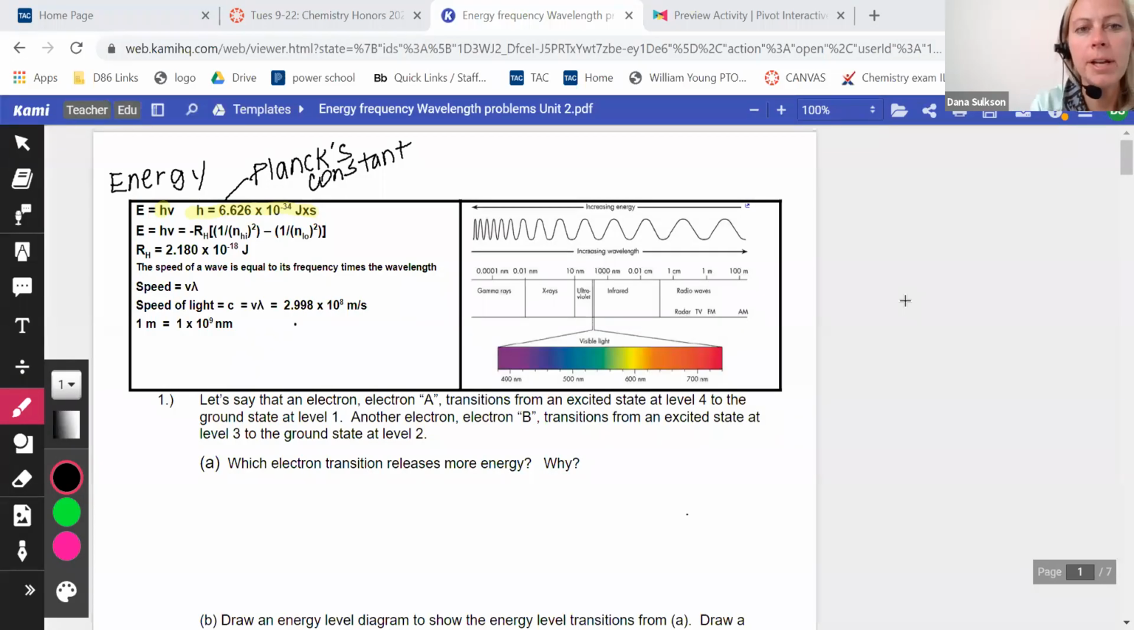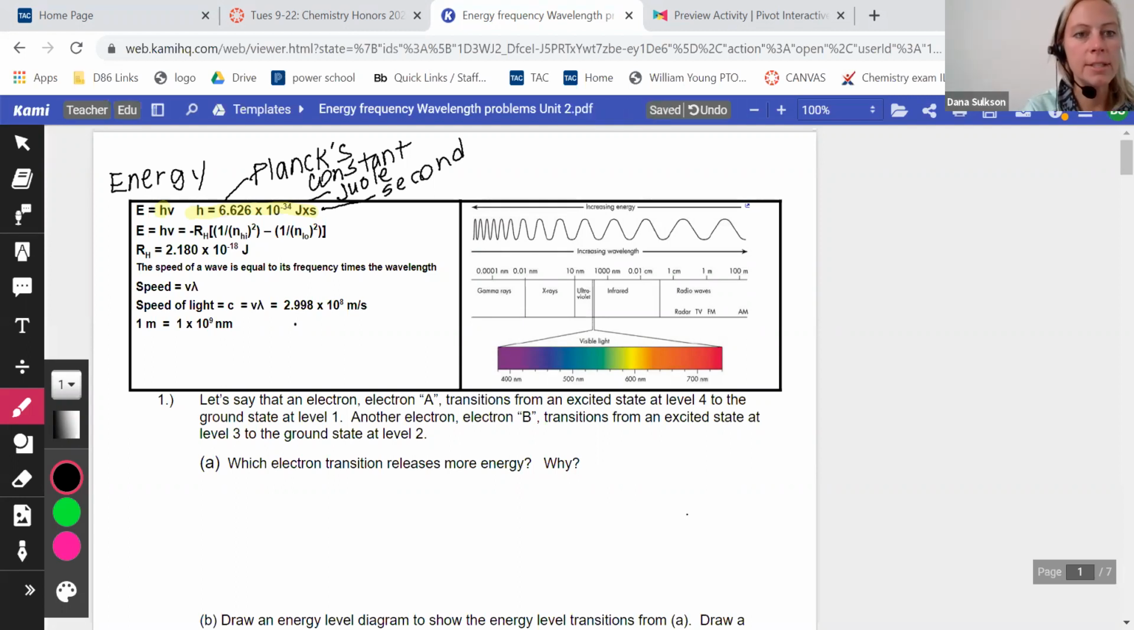All right, so Planck's constant is 6.626 times 10 to the negative 34. And the J represents joule, which is a unit of measurement for energy. And S represents second, or seconds.